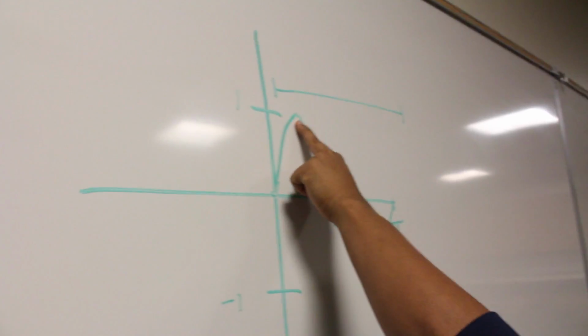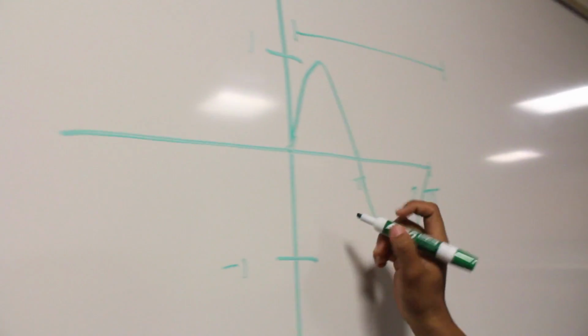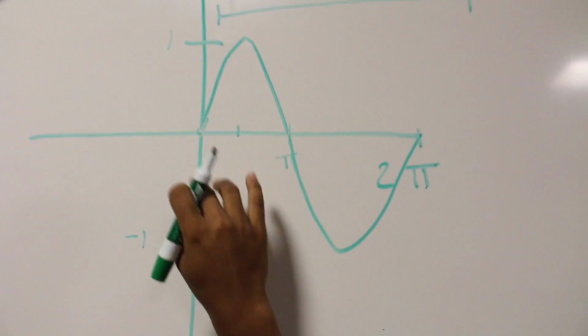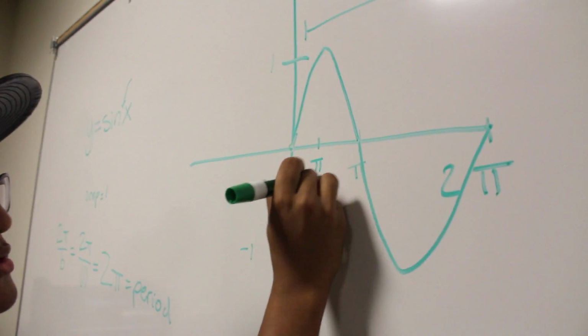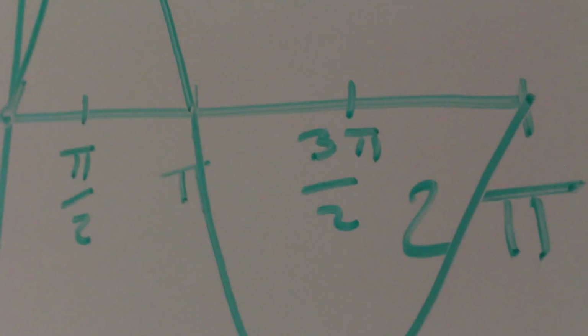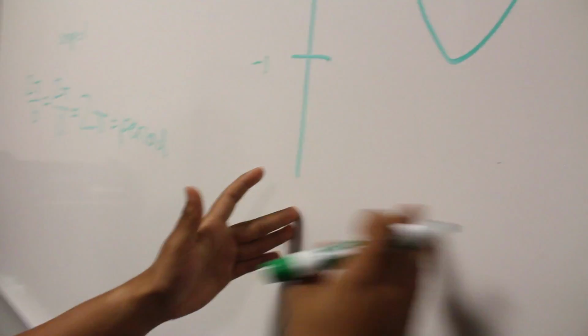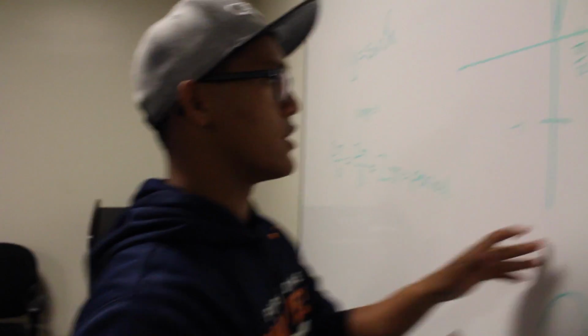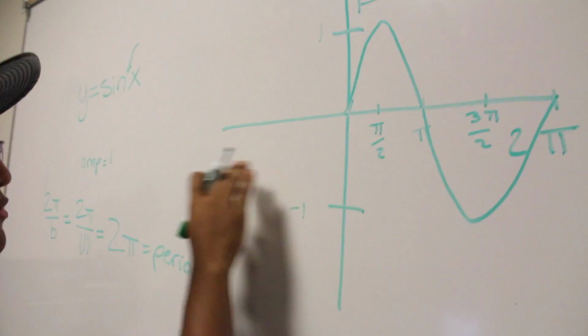Now you see every time there's a curve, it's going to be bouncing off of half of the period. It's going to be pi over 2, and this is 3 pi over 2. So this is within 0 to 2 pi. That's one period. Then if you want to graph it, you just do the same thing reflected over on the left side.